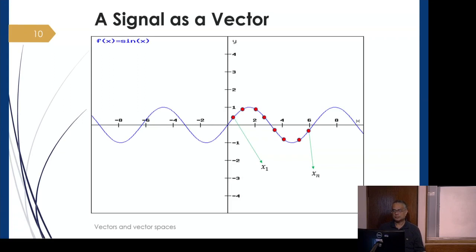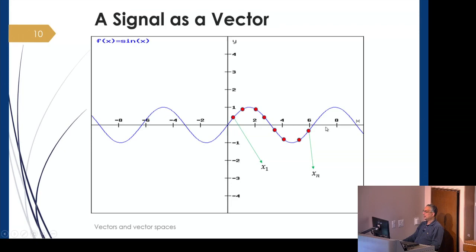So here is an example. You have here a signal, and the portion here which I'm pointing to with the red dots on it is one period. This is the beginning, the origin, let's say, and that's the end. And so you have a set of samples here, x1 through xn, that capture the signal. This is, of course, the very commonly used sine function.